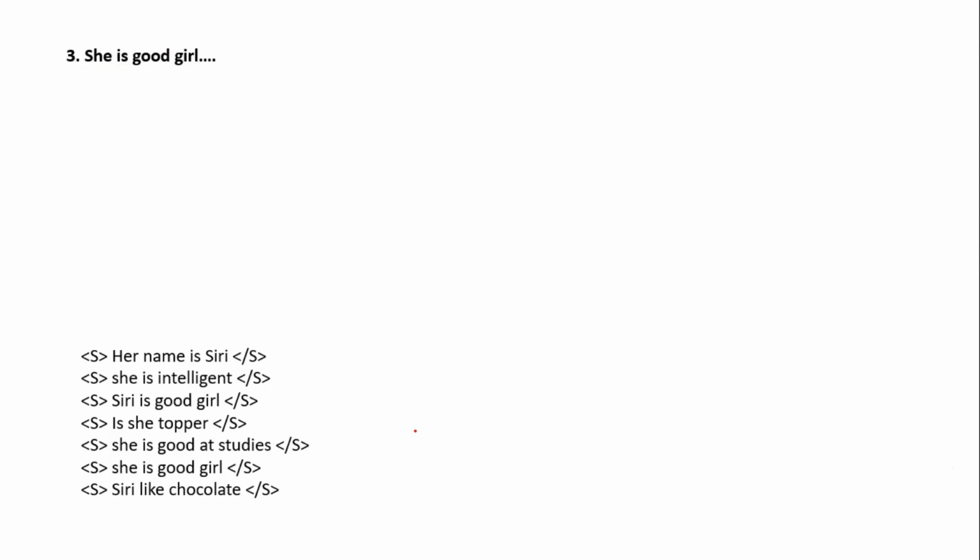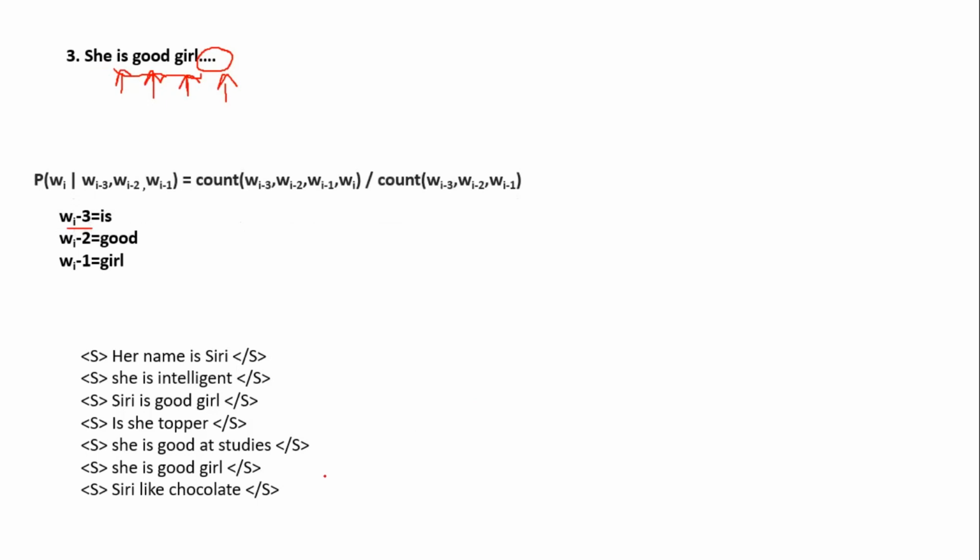Next, third example. So "she is good girl". Now we want the model to predict the next word based on the previous 3 words. So this is the example for 4-gram. So take Wi minus 3. It is Wi minus 3, Wi minus 2, Wi minus 1, and the word to be predicted is Wi. And this is the formula: probability of Wi given Wi minus 3, Wi minus 2, Wi minus 1.